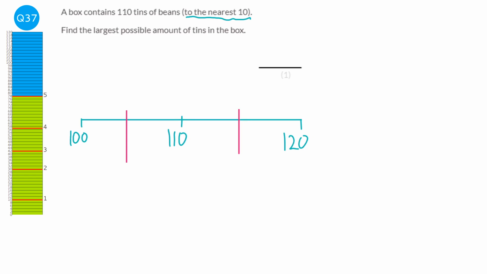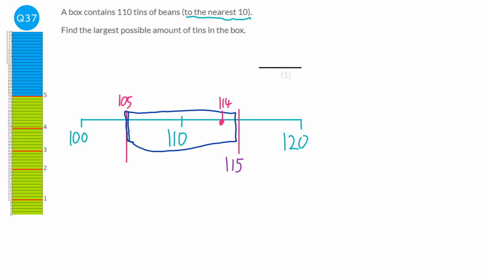If the number is on the cutoff point, which we can see is going to be 115, then we know it would round up. So we need to find the biggest number in this part here. So this part here, and it includes this line actually, so it includes this line. So all the numbers that would have rounded to 110 would have been 105, 106, 107, 108, 109, 110, 111, 112, 113, 114, which would be here.